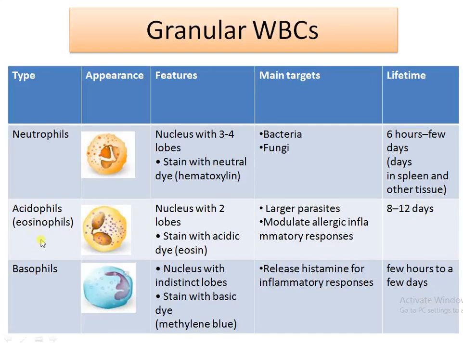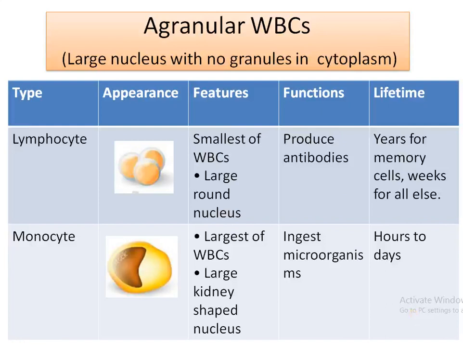Acidophils or eosinophils are also capable of phagocytosis but are less capable than neutrophils, and their main target is larger parasites which are difficult to phagocytose. They help in eliminating parasites from the body, and they also modulate the allergic inflammatory response. Basophils release histamine for the inflammatory response. The lifetime of a neutrophil is 6 hours to a few days, eosinophil is 8 to 12 days, and basophil is a few hours to a few days.